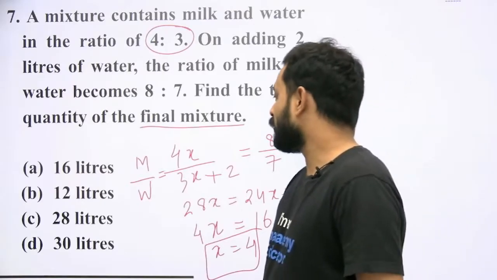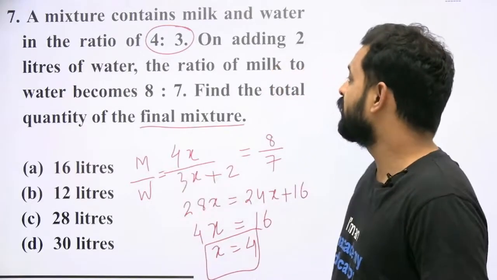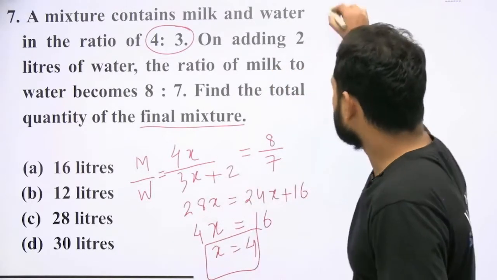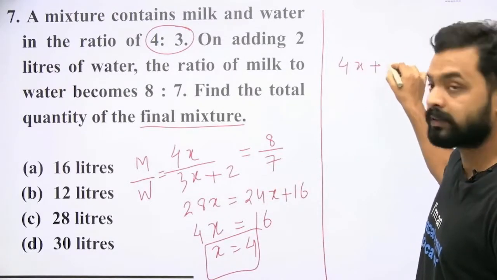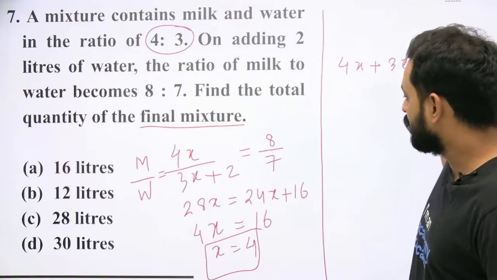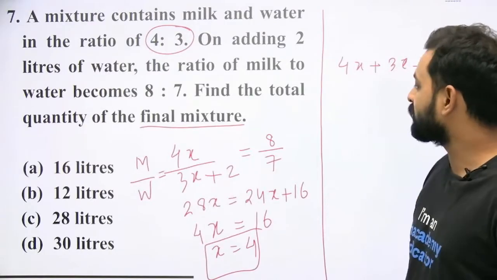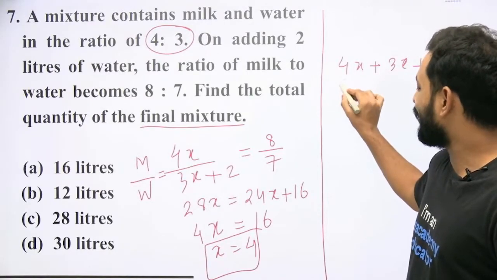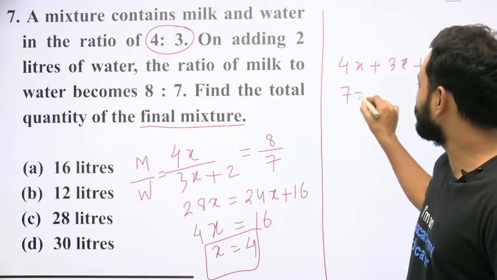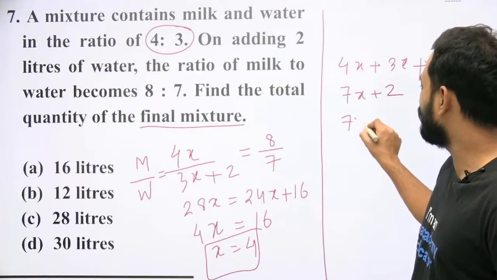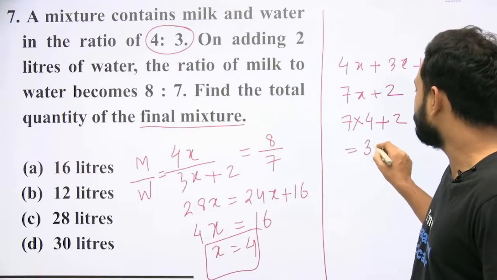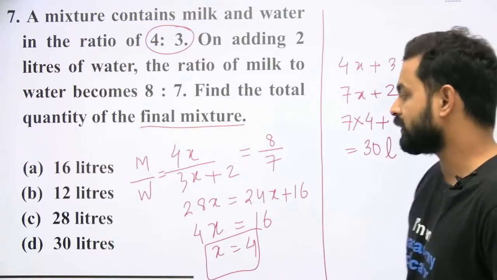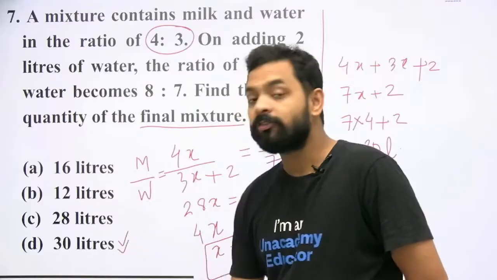I'll have to find the total quantity of the final mixture. So what is the total quantity of the final mixture? This is 4x plus 3x plus 2. Now 4x plus 3x, that means 7x plus 2. That means 7 into 4 plus 2, that is 30. Right? 30 liters. So that's our option number 4.